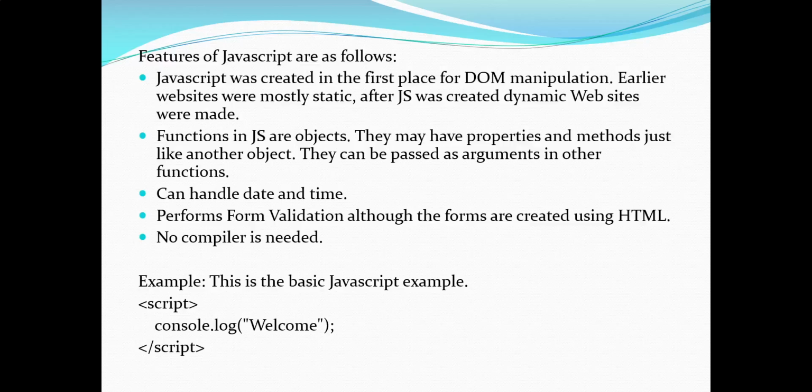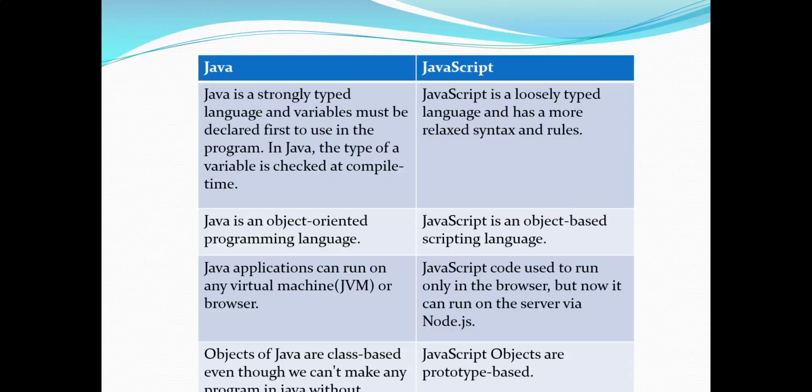For JavaScript, there is no compiler needed. The basic example of JavaScript is the script tag with console.log inside it, and then the closing script tag. The script tag is the tag which is used to write the JavaScript code. It is also written in angle brackets, and in console.log you put your message and you close your script tag. Now let's understand the differences between both of them in depth.